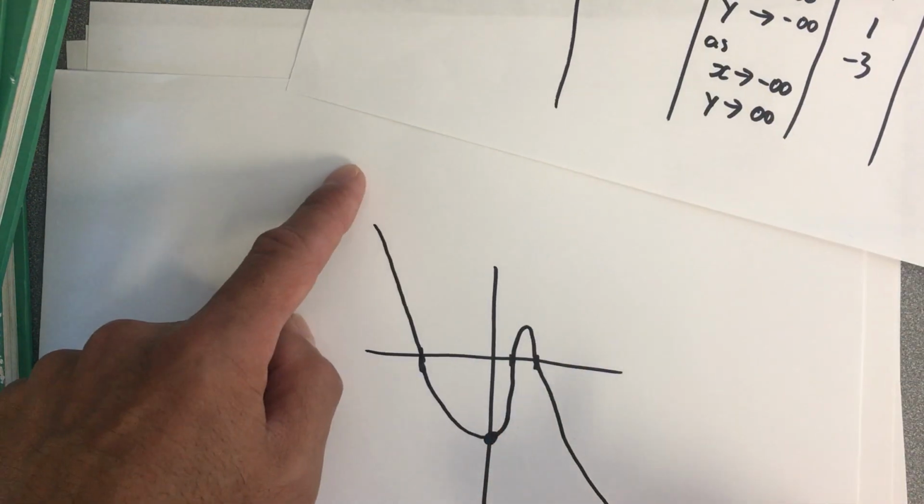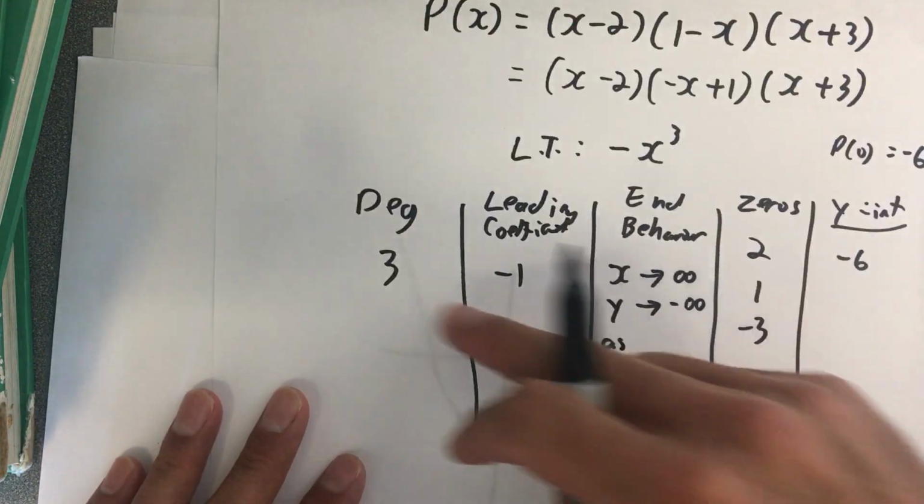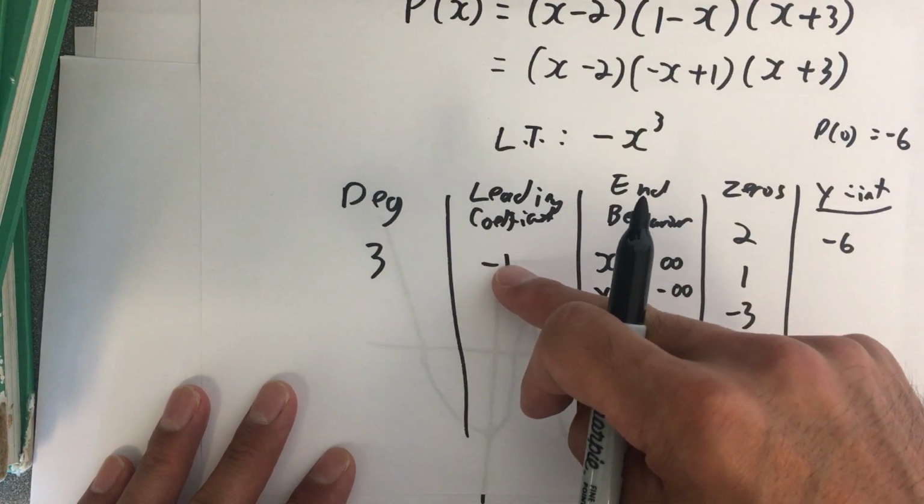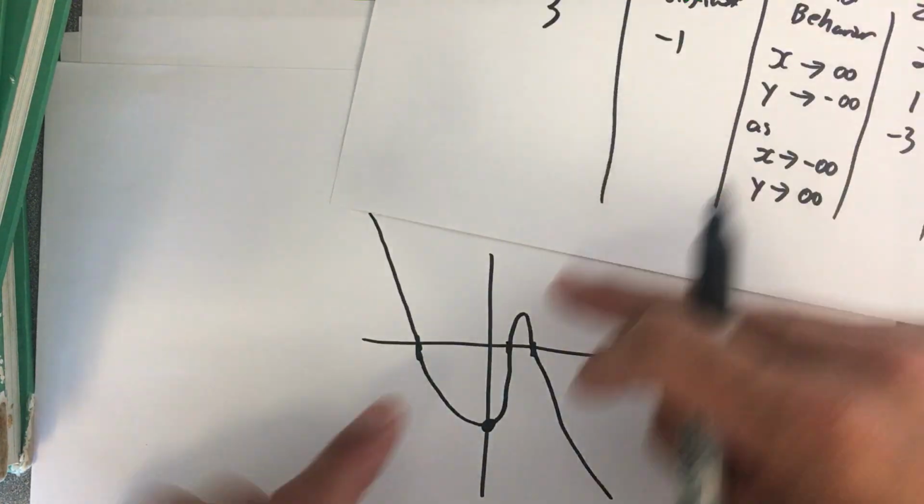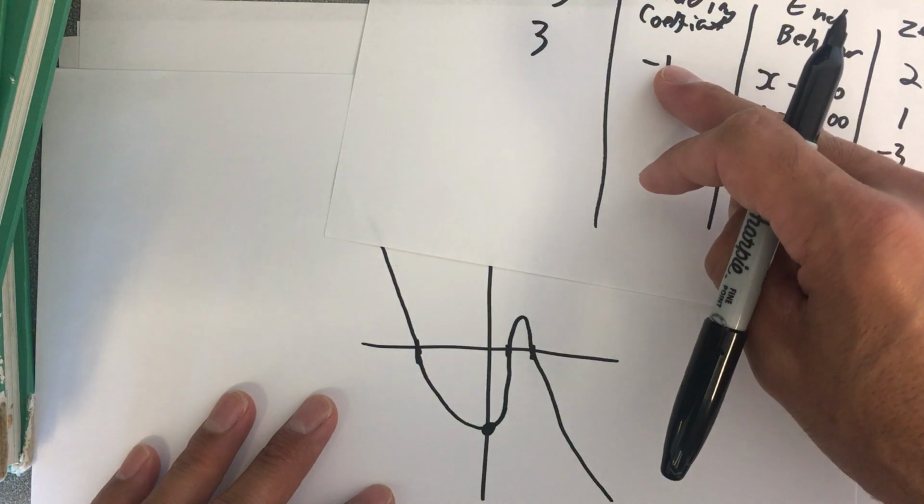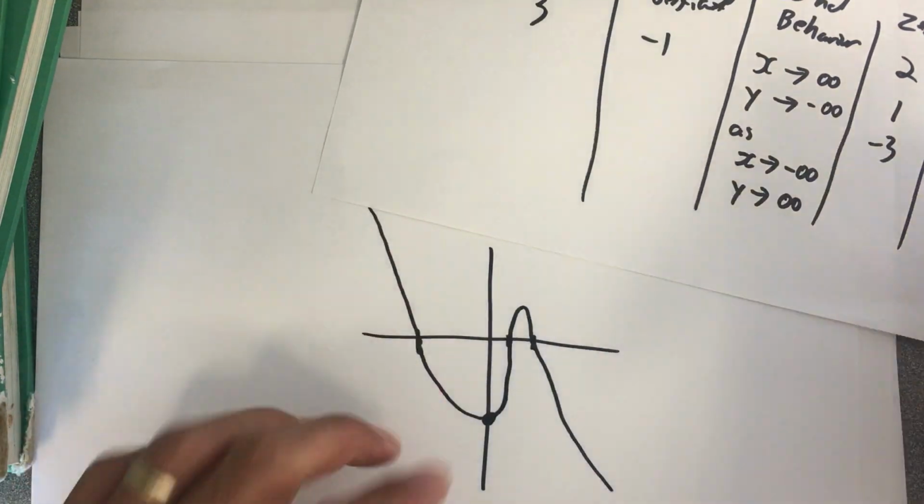You're going to end up with a shape that looks like this or that whenever the degree is odd. If the leading coefficient's positive, it'll go this way. But if the leading coefficient's negative, it'll come down that way.